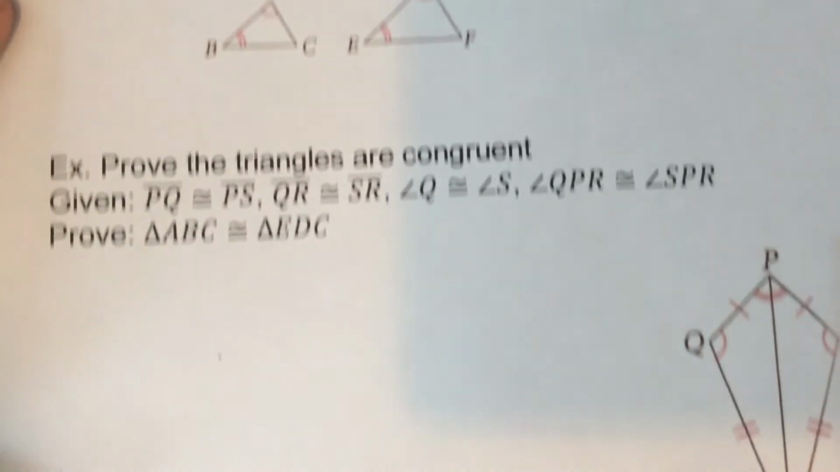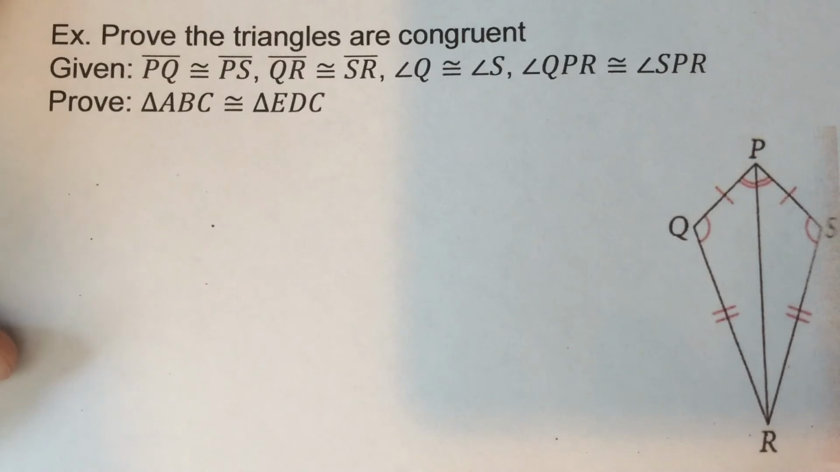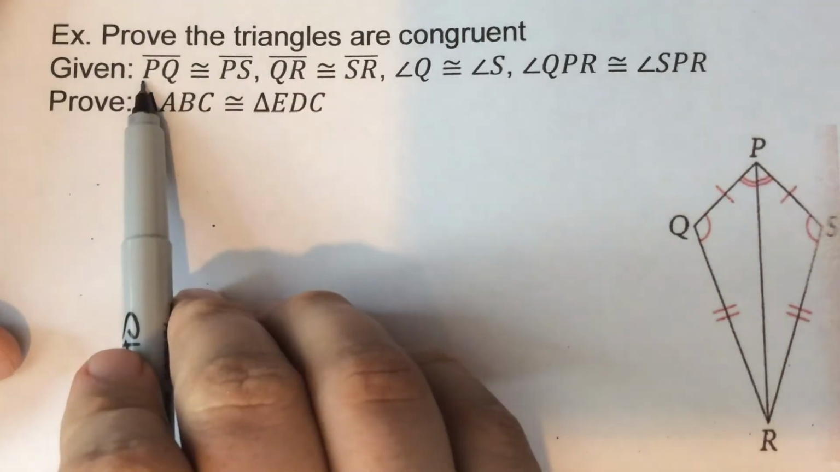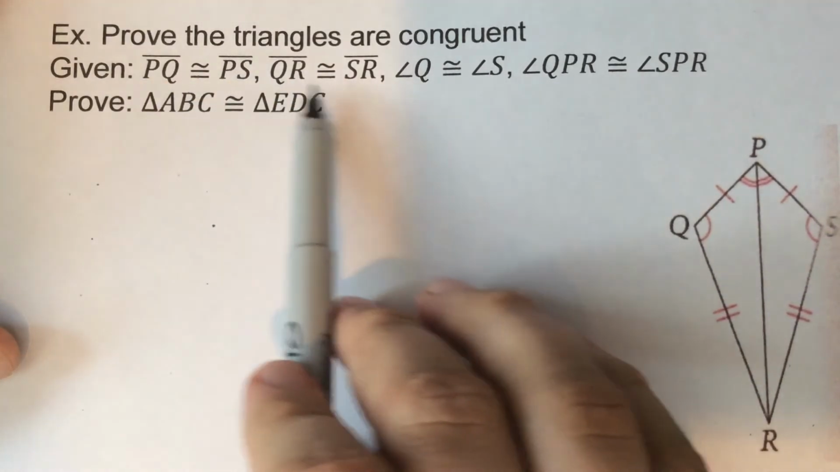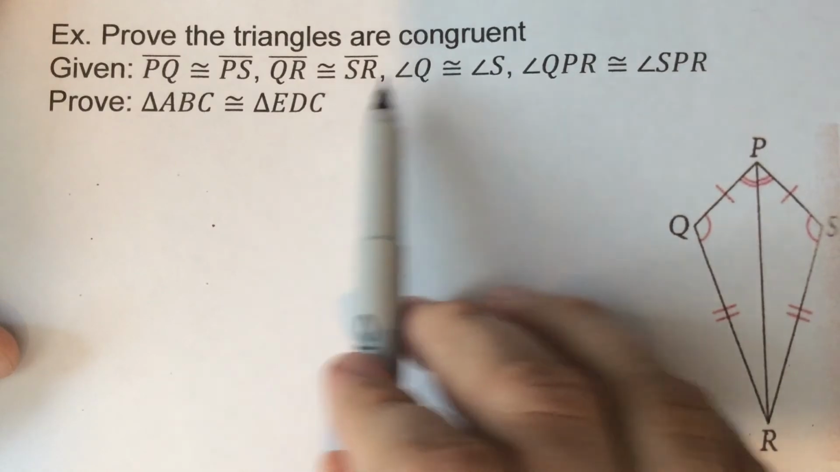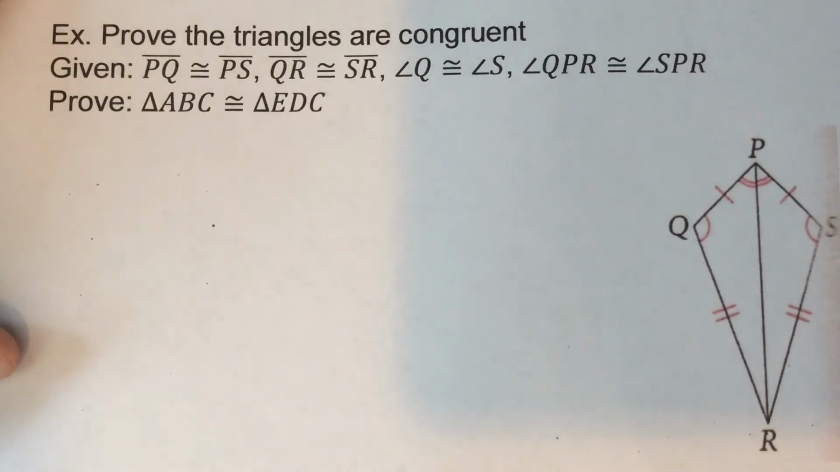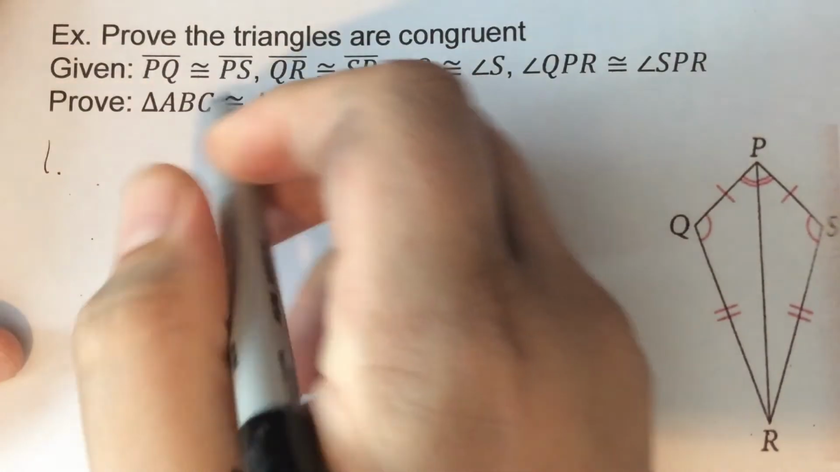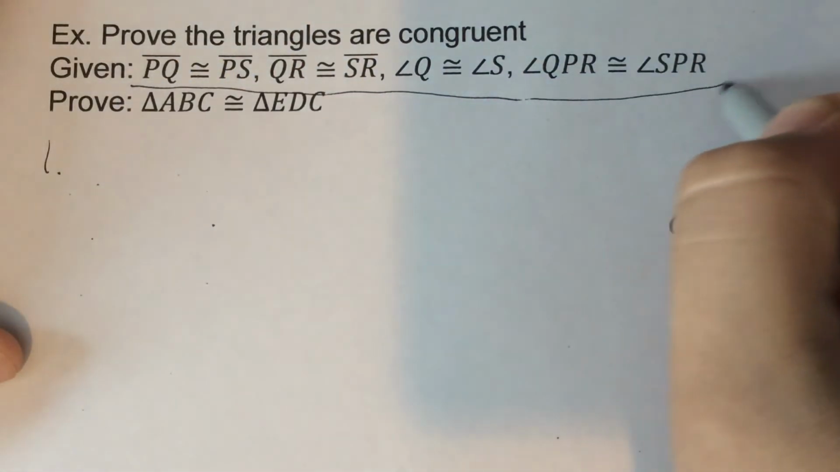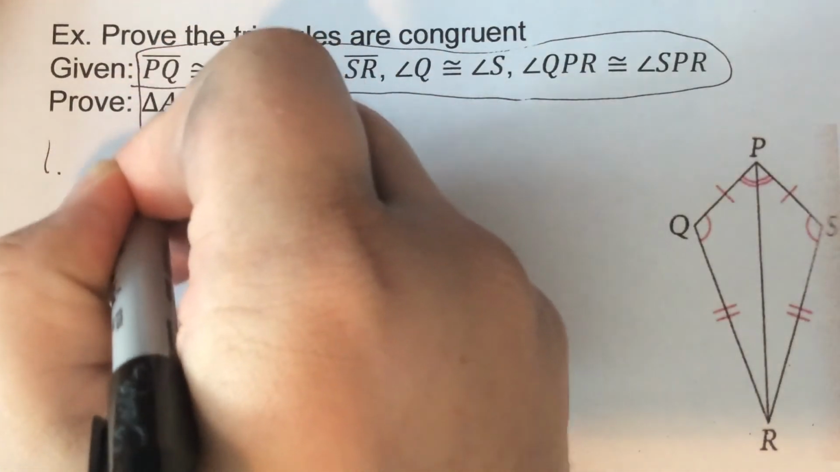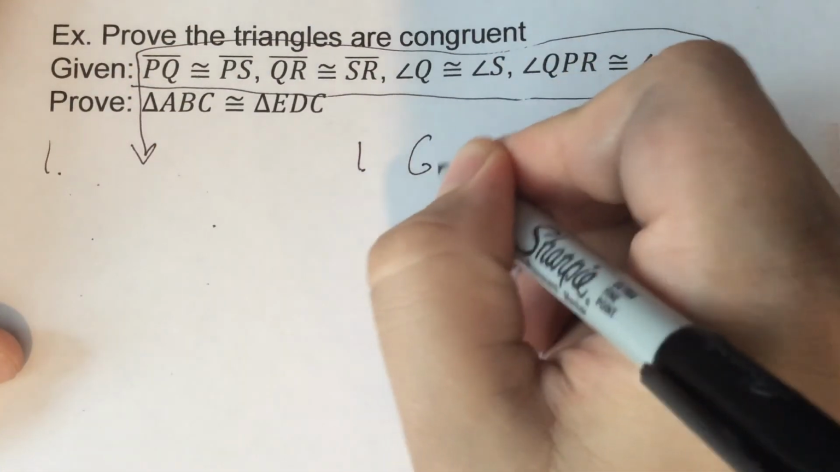So we're going to prove that these 2 triangles are congruent, knowing that PQ is congruent to PS, QR is congruent to SR, Q and S, QPR and SPR. So I'm going to start with my given, and for right now I'm going to circle this and draw the arrow down, and my reason is given.